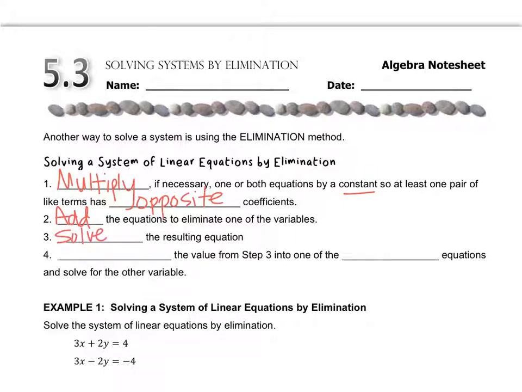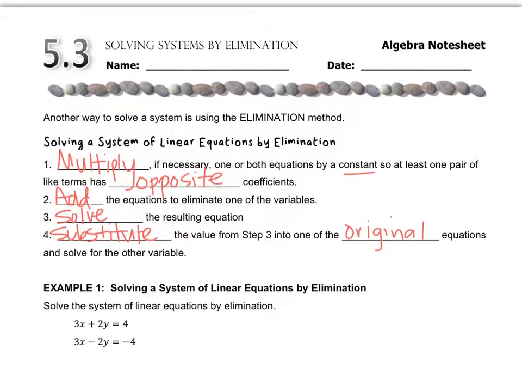The last step is to substitute the value that you got from the last step into one of the original equations and solve for the other variable. So here's what that all means. Scroll down to example 1 with me.